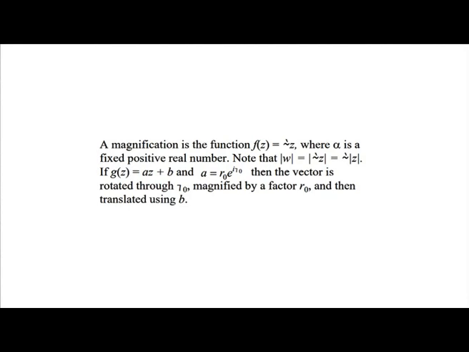We have seen that rotation is also given by something like f of z is equal to c into z, but there the case was that c is a complex number. If c reduces to a positive real number, then it becomes magnification. So, the modulus of this function w is mod of alpha into z, that is alpha times mod z. If g of z is equal to a z plus b and a is r naught e raised to i theta naught, I am using the exponential form, then the vector is rotated through theta naught, magnified by a factor r naught and then translated using b. This is an example where we have combined all the 3 basic transformations: translation, rotation and magnification.